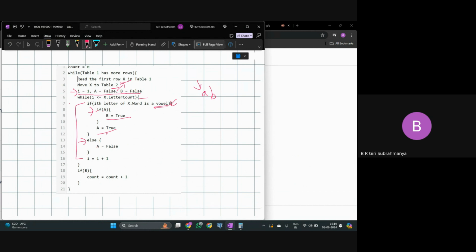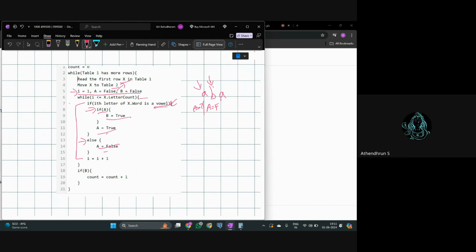In the else block, A becomes false. Here A is true for the first letter. Now for the second letter, A became false. Now if the third letter is again a vowel, A is not true, right? Because the previous letter was false. For the first letter, A was not true because that's the way it was initialized. But for the third letter, even though it's a vowel, A is not true because the previous letter was not a vowel, right?